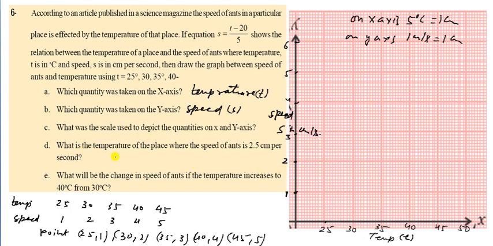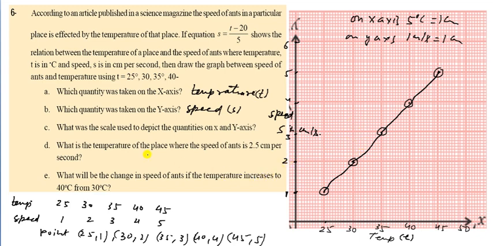Now, what is the temperature at the place where the speed is 2.5 centimeters per second? Let us see. First we draw the graph. Here is 25, 30, 35, 40, and 45. Now draw a line with the help of a scale. The line should be drawn with the help of a scale. Don't try to draw with free hands, but I have only free hand.